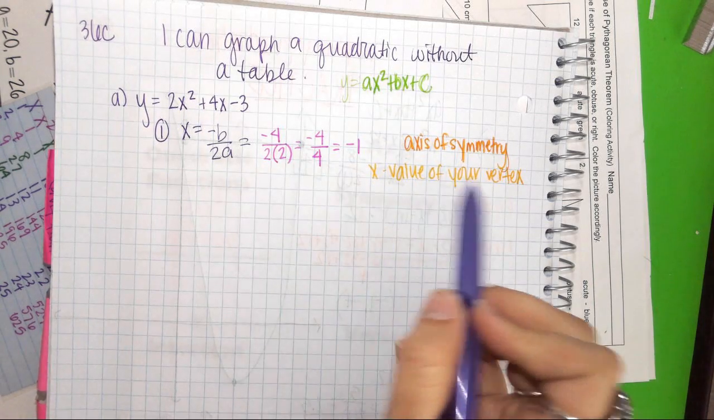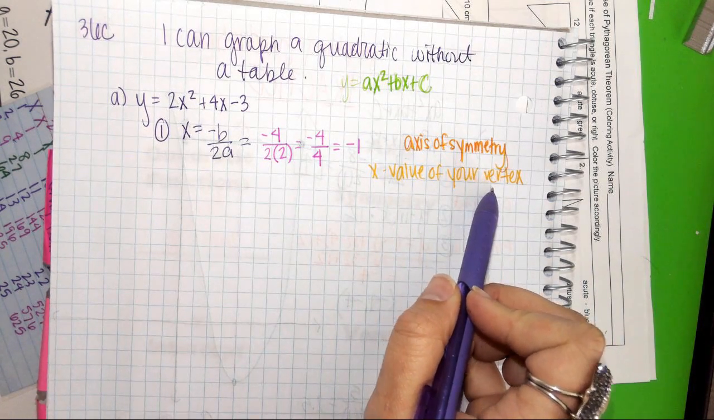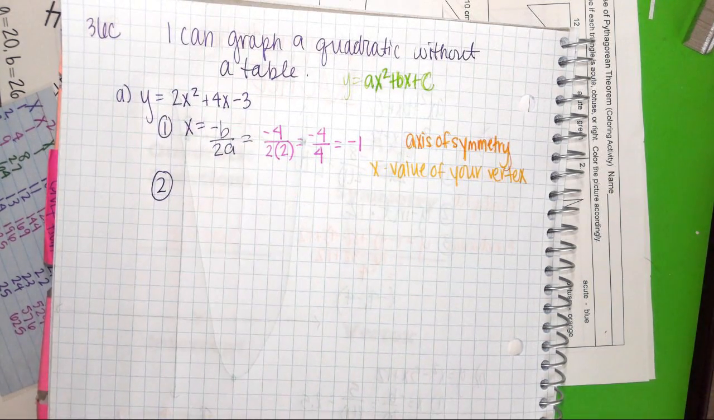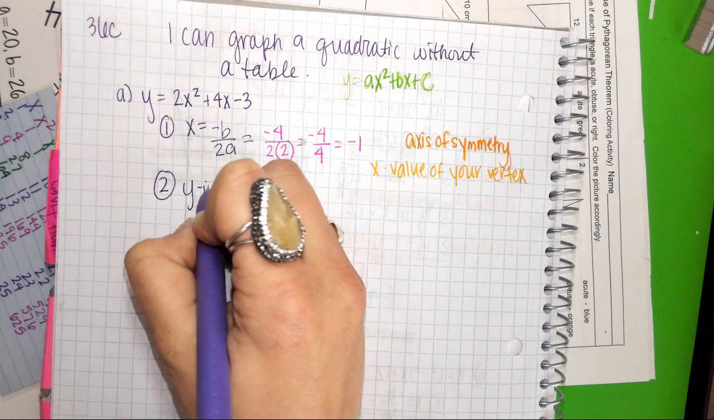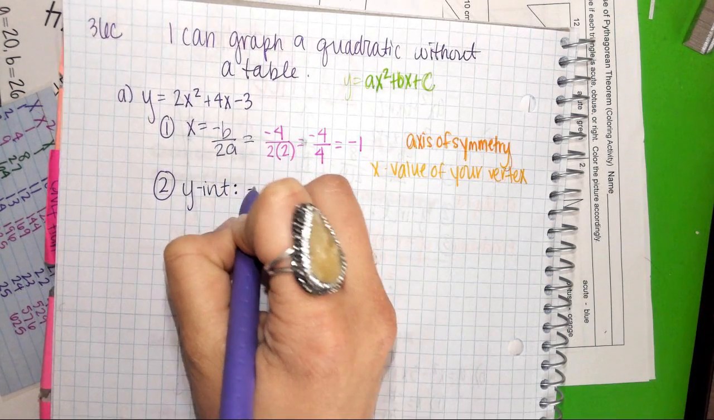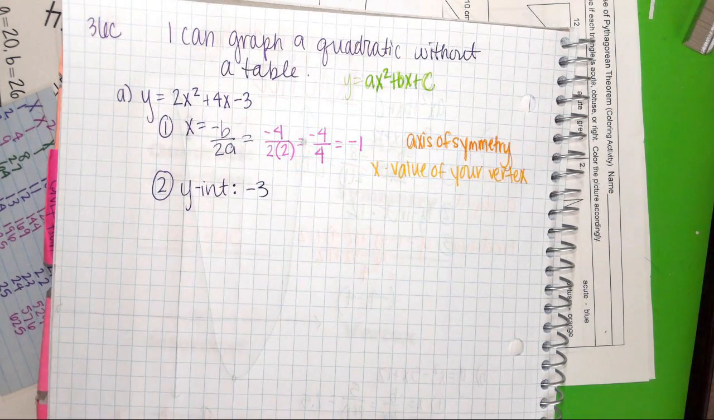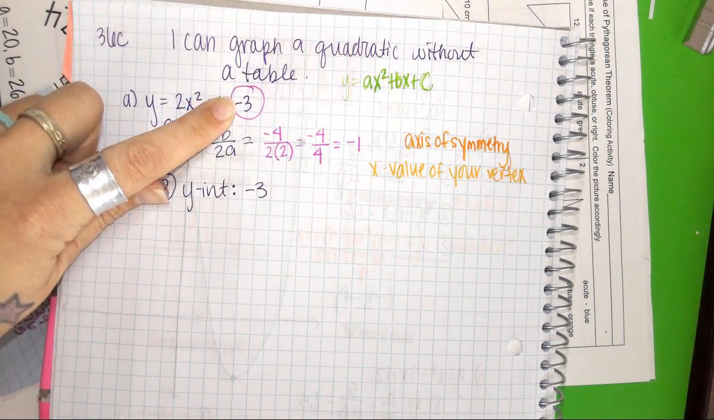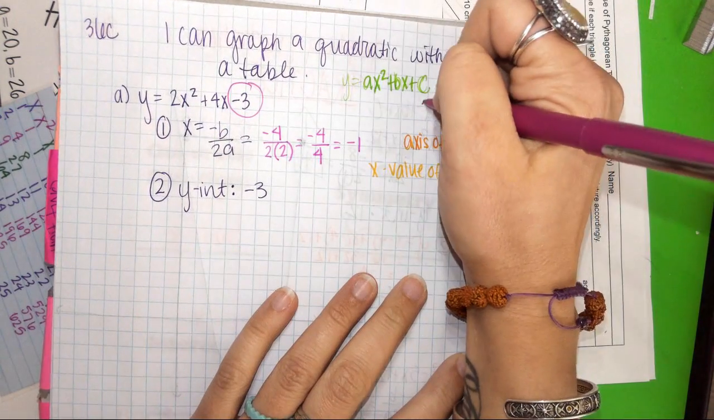All right. So we found the X value of our vertex. Now, step 2 is what? The y-intercept. Awesome, guys. And why is it -3, Damien? Because at the end, that's the problem. C. Yes, good. Take a point. It's always this number. So when it's in standard form, it's always C. This is your y-intercept.